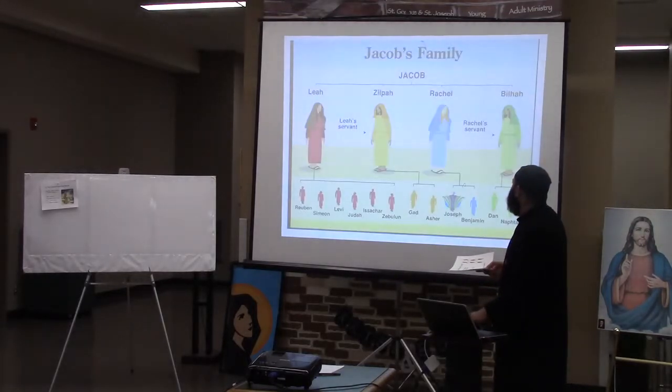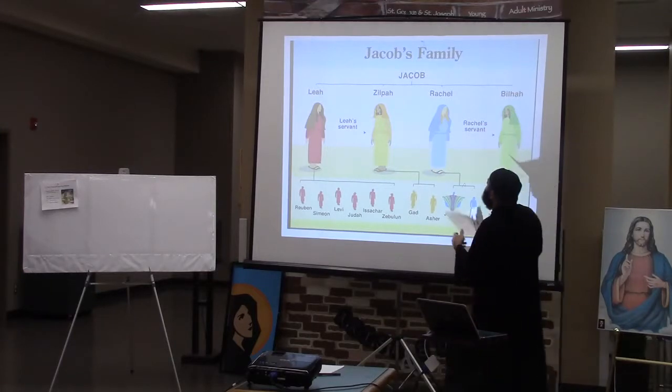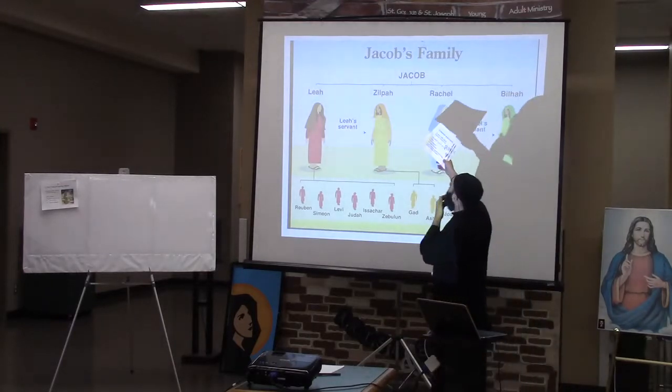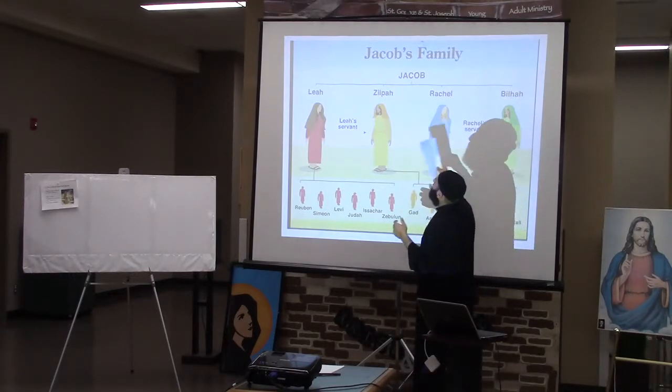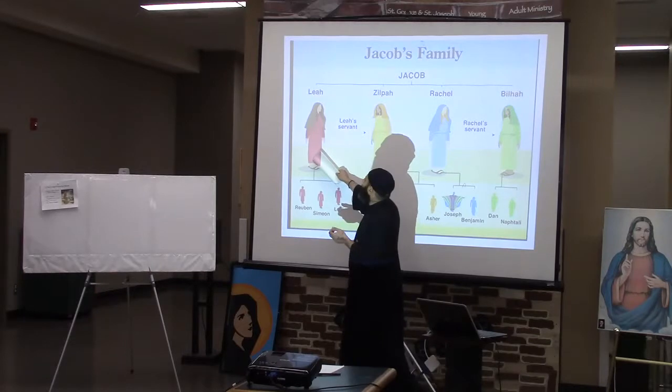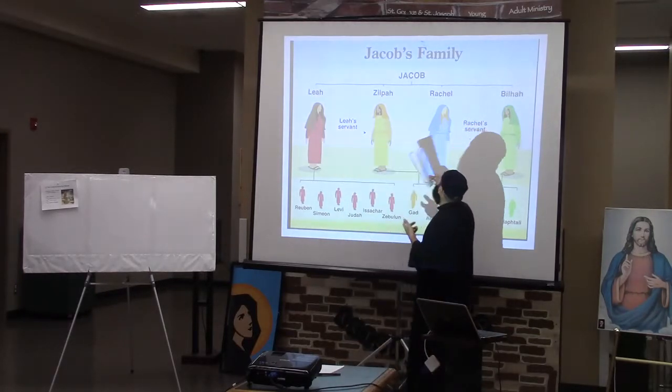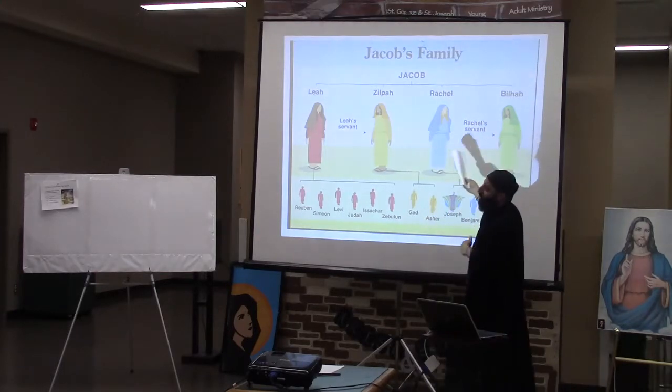I'll just go to this quickly. This is just so you can understand where the 12 tribes come from. So Jacob had 2 wives. First he fell in love with Rachel, as you know, but they tricked him into marrying Leah first. So in the end he married Leah, and then a week later he married Rachel, but he had to serve another 7 years.